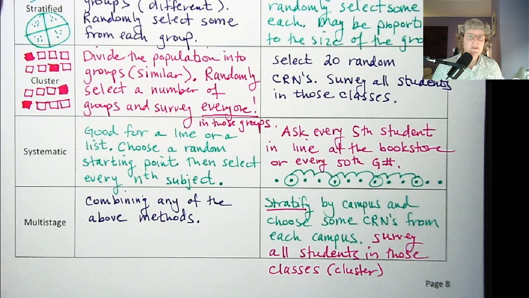Great, so those are all the sampling methods that we're going to practice and study in this class. And in the next video, we'll talk about a representative sample and types of bias. Okay, so I'll see you in the next video.